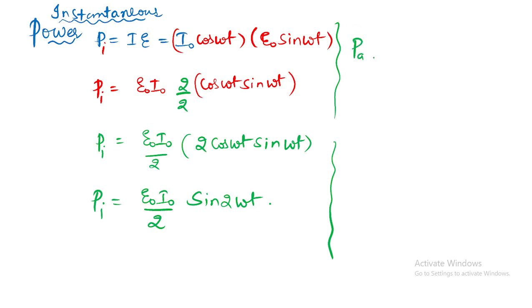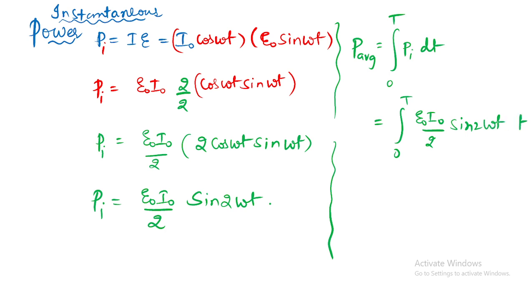Power average. So we will do integration from 0 to T, the total time period, of instantaneous power into dt. Can I use it like that? Yes or no, right? Then what happens? Integration from 0 to T of E naught I naught divided by 2 into sine of 2 omega t dt. Yesterday we learned one identity of the integration. If I take E naught I naught out, integration from 0 to T of sine of 2 omega t dt. What is the answer?